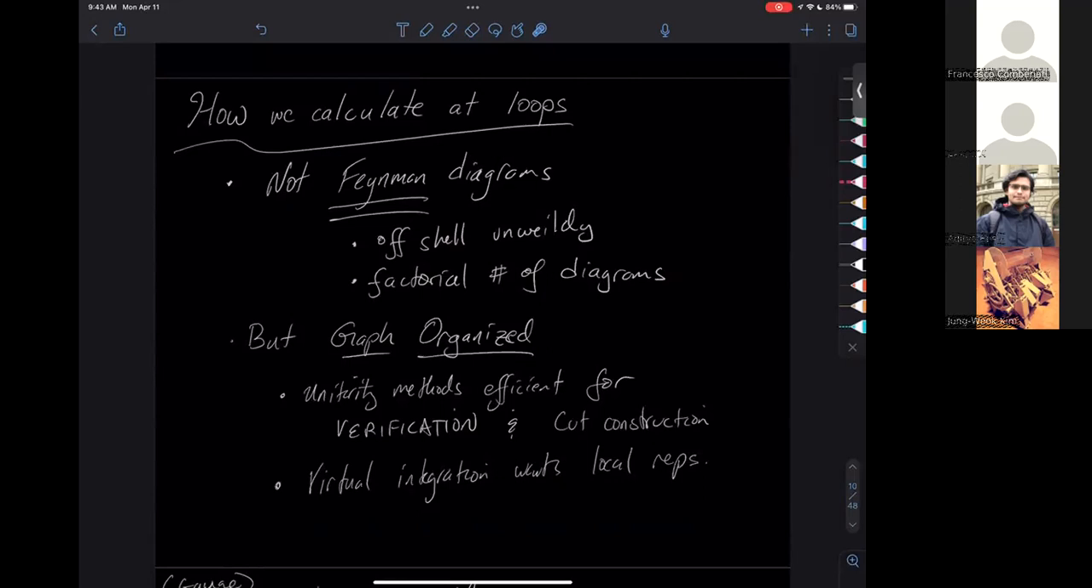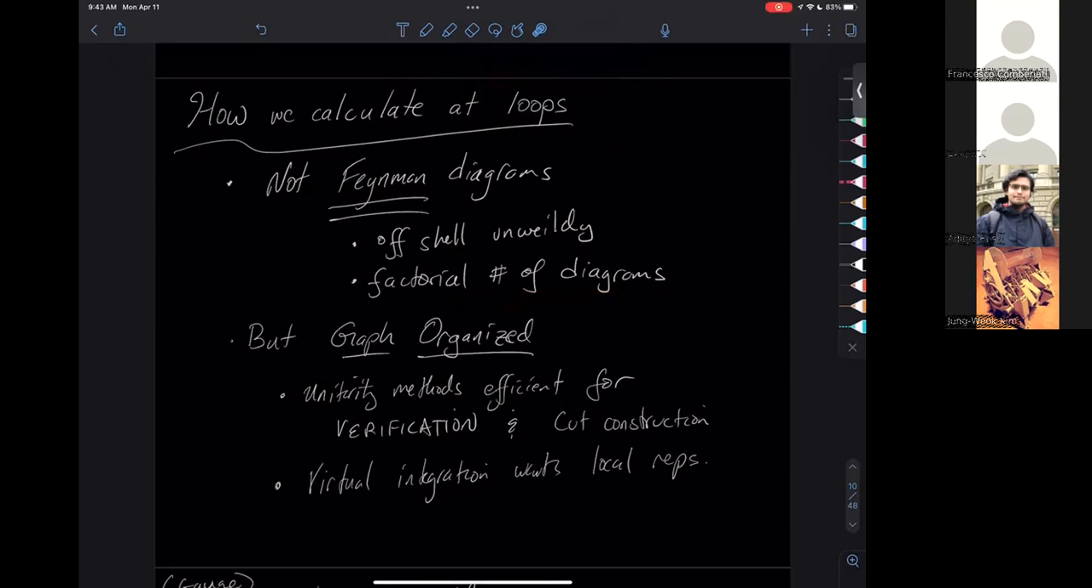So to set the stage for how I'm approaching this, I want to talk about how we calculate the loops, because this is something that even in the amplitudes community isn't necessarily universally appreciated. Of course, what we all know is we're not using Feynman diagrams. They're unwieldy off shell. You're carrying a tremendous amount of verbose information that's got to cancel for any physical observable. And of course, we're plagued with a factorial number of diagrams, which is truly painful as we start to get to higher loops or higher multiplicity, or both.